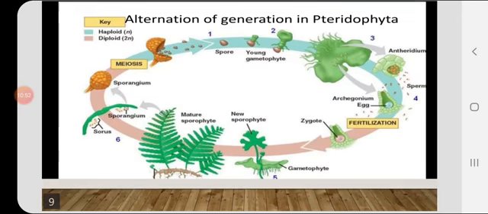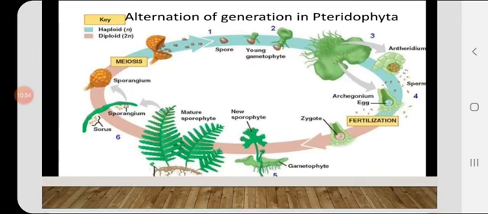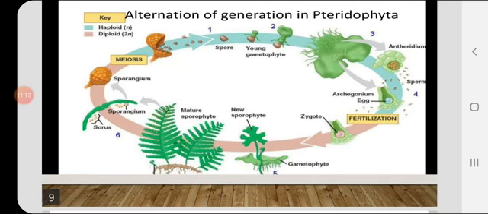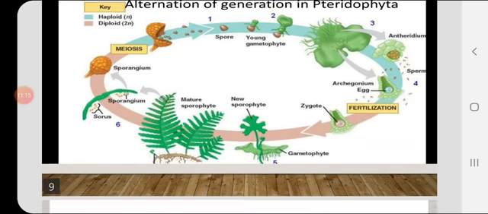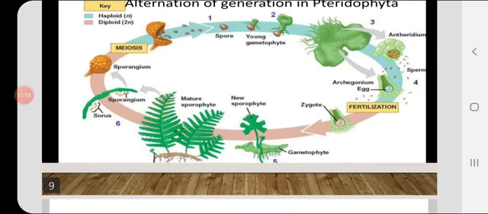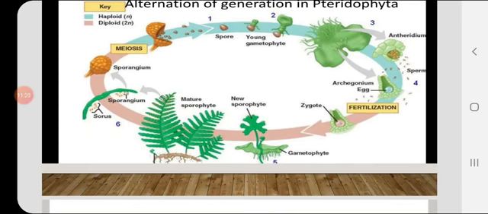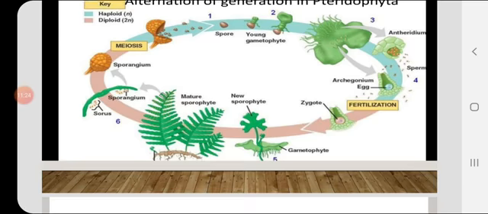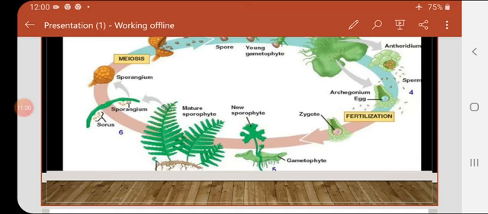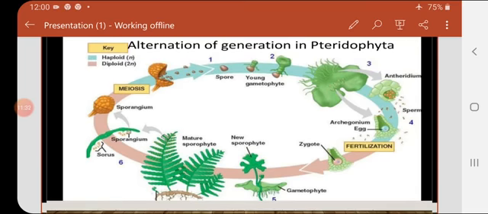See here, this is the diagram for alternation of generation in pteridophytes. Alternation of generation means one time it will show the sporophytic generation, the next time the gametophytic generation. The gametophytic generation will produce gametes and the sporophytic generation will produce spores. In the diagram, from the sporophyte you can see a sporangium, meiosis and spores coming. From these spores you can see young gametophytes, then antheridia, sperm.